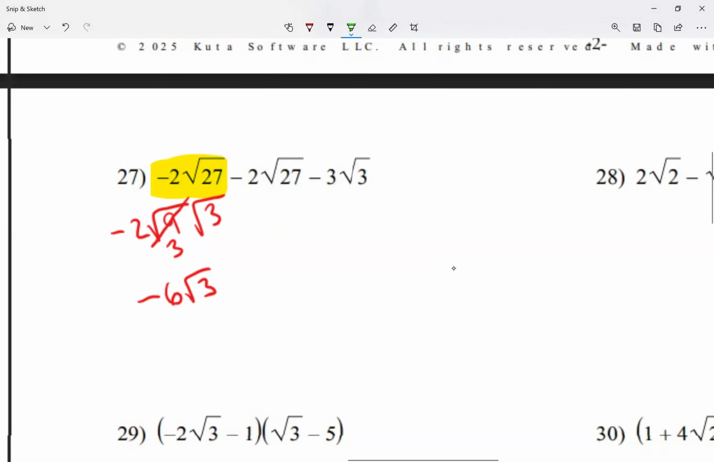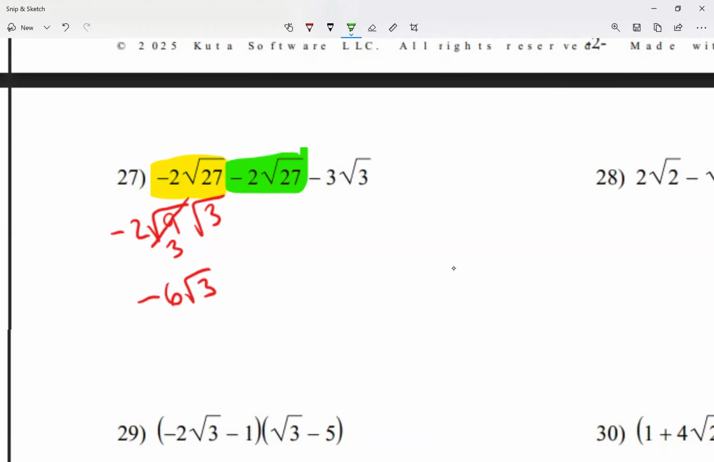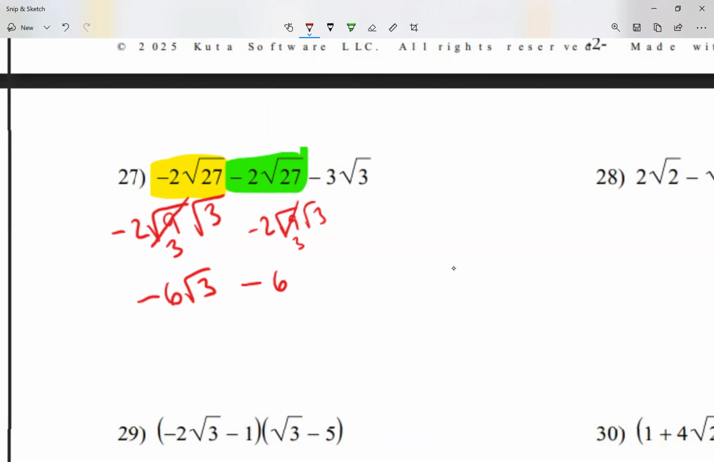My second term, 27. Yep, I can break that as 9 times 3. So let me not forget my negative 2 at the front. I know the square root of 9 is 3. So it's going to be negative 6 radical 3. Looking at the last term, I cannot simplify more. So I'm just going to call that negative 3 radical 3.